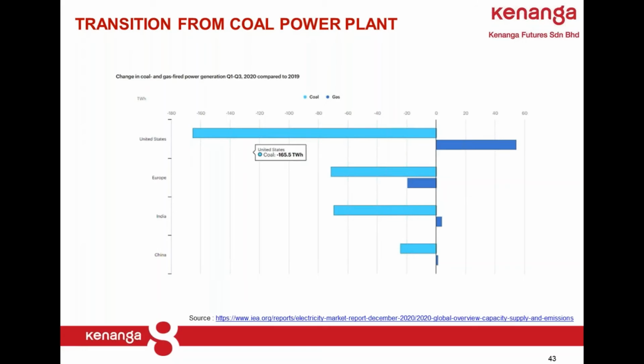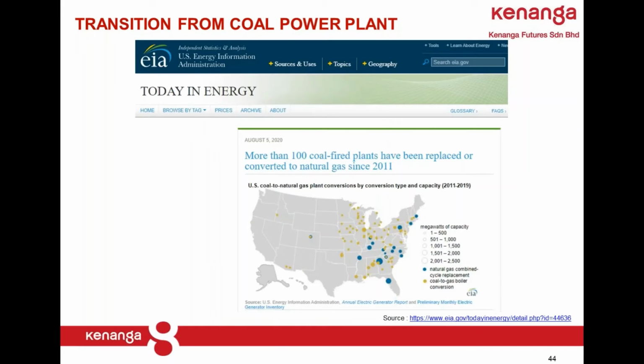Next will be on the change in coal and gas-fired power generation. As you can see that there has been a big decrease in terms of coal power plant as compared to the natural gas power plant. As you can see that net to net natural gas power plant still recorded an increase, but as compared to coal power plant that is reducing quite rapidly. This is also another news on coal-fired power plant replaced and converted to natural gas.